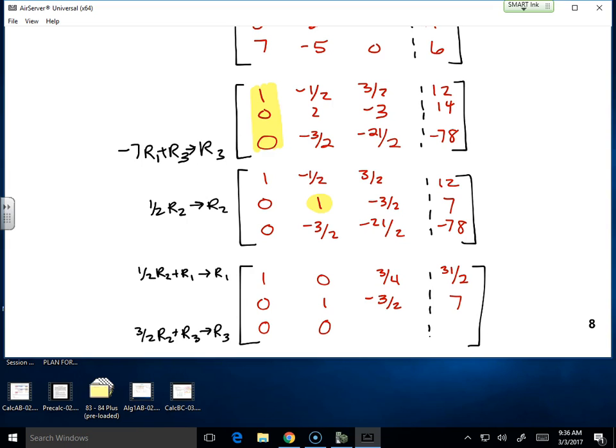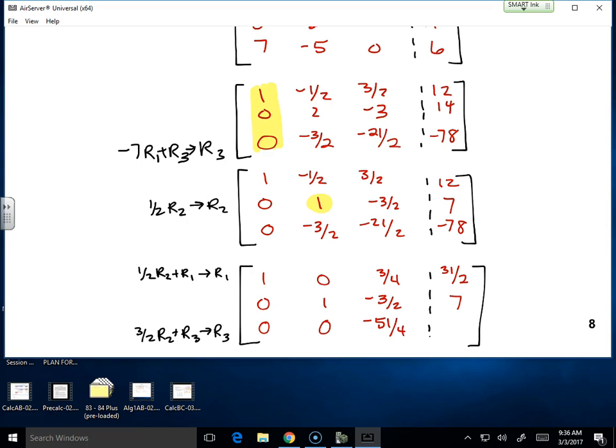Negative 9 fourths minus 21 halves. We have to multiply by top and bottom. And then it quickly gets worse. Negative 9 fourths minus 42 fourths would end up being negative 51 fourths, right?